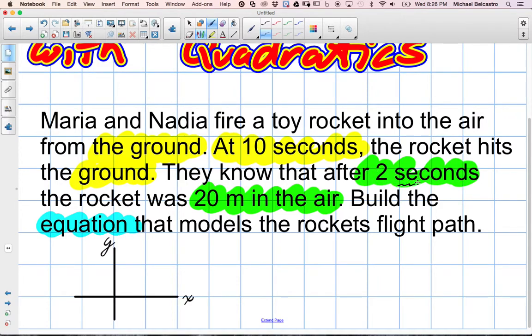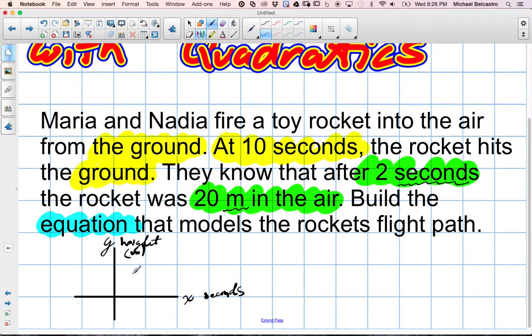They've kind of told us what our variables will be. One of them is seconds, and one of them, because they put meters, is going to be height. So where do you think seconds would go? On the x-axis? That's right. So this is our seconds, which means this is our height, or what meters is being measured in.